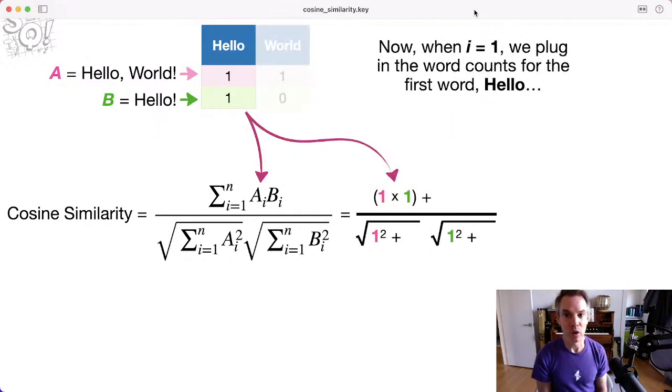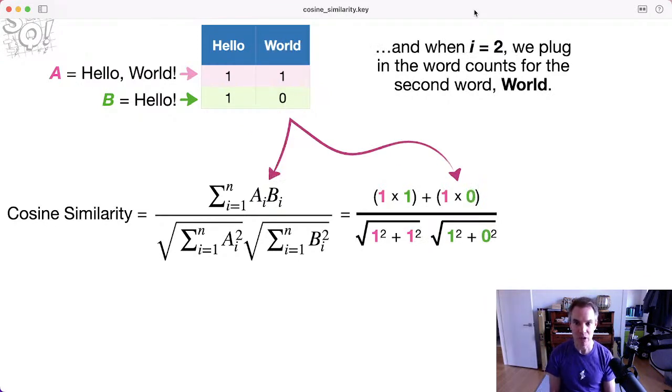Now, when i equals 1, we plug in the word counts for the first word, hello. So we've got A times B, so that's 1 times 1, in the numerator. In the denominator, in the bottom half of the fraction, we've got these summations taking place in square roots, and we've got 1 for A, where we square the value, so we've got 1 squared, and we also have 1 for the B phrase, which is hello, so we've also got 1 squared there. Okay, so that's the first part in the summations.